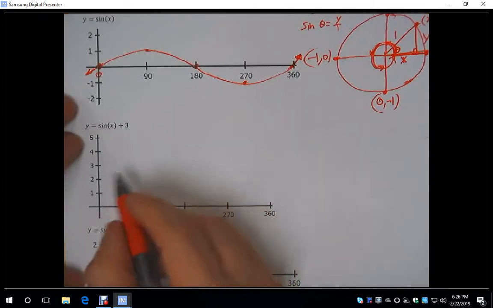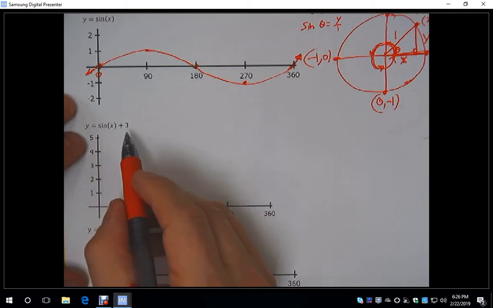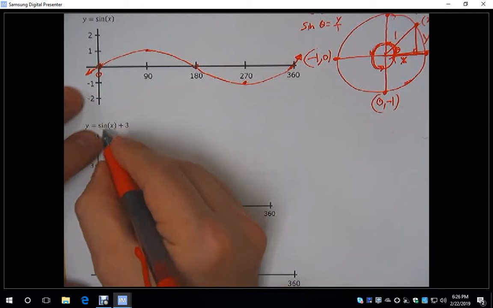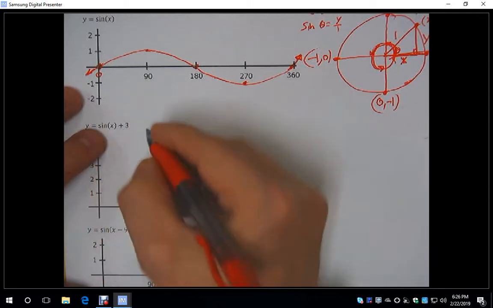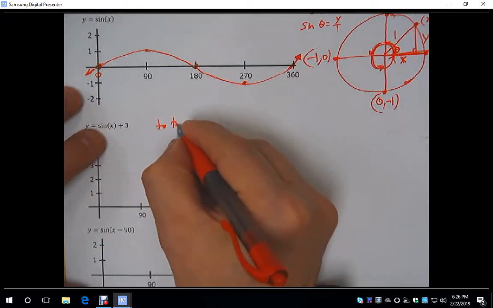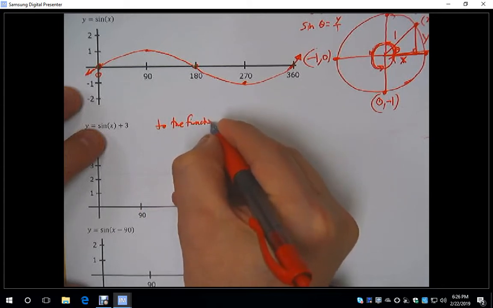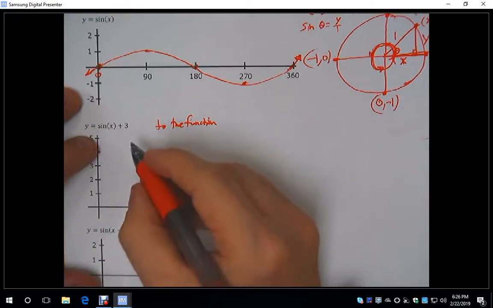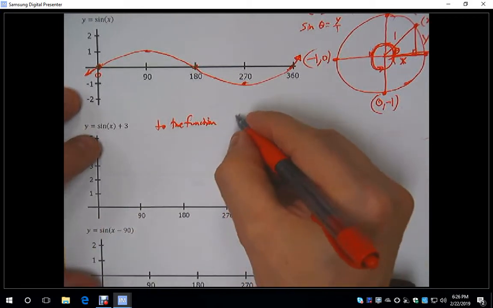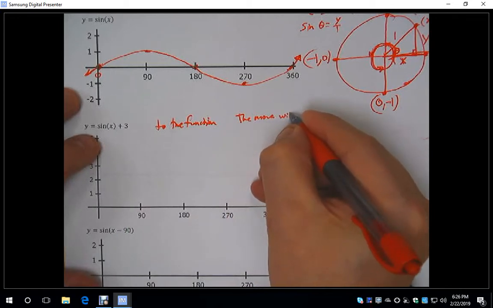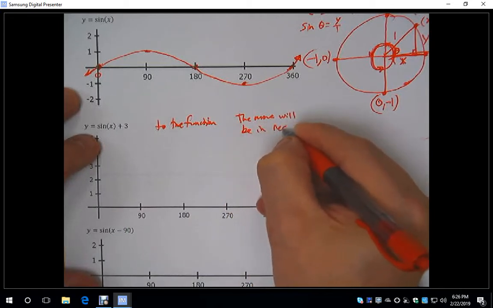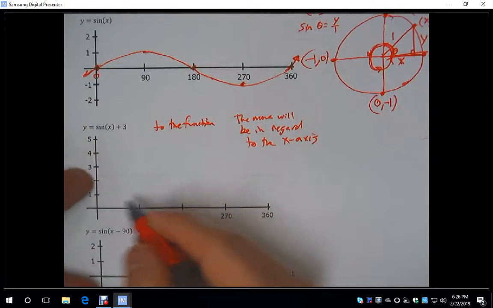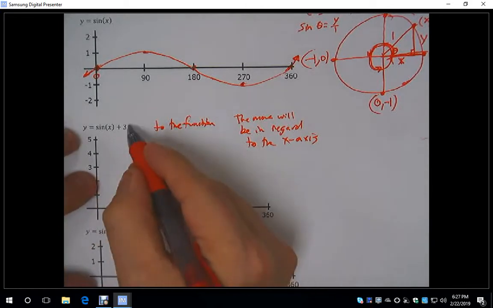All right, let's look at our next graph here. I have y equals sine of x plus 3. Now I'm adding something to our function. Our function is sine of x, and I'm adding something to the function. Whenever we add or do something to the function, the move will be in regard to the x-axis. So we're going to be moving away from the x-axis by a positive 3 units.